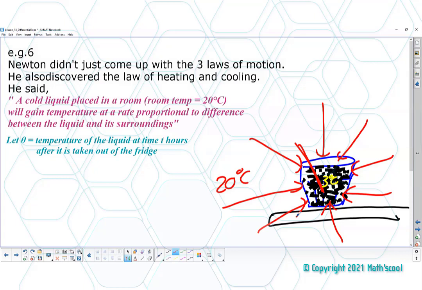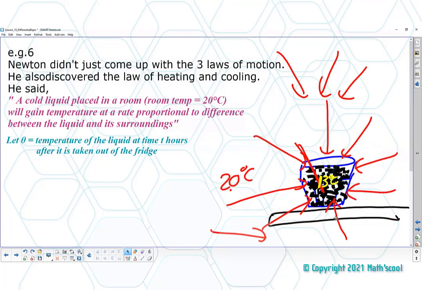So a cold liquid will gain temperature at a rate proportional to the difference between the liquid and the surroundings. So when it's 3 degrees C, there's quite a big difference between those two temperatures, isn't there? The difference would be 20 minus 3, which is 17 degrees. So the heat's really going to pile in there because of the difference. But after a while, it's warmed up. It's no longer at 3 degrees C. It's now at 13 degrees C. That's not such a big difference anymore. And so you're going to find that the heat doesn't pile in there quite so quickly as it did before. So the heat isn't coming in as quickly anymore.